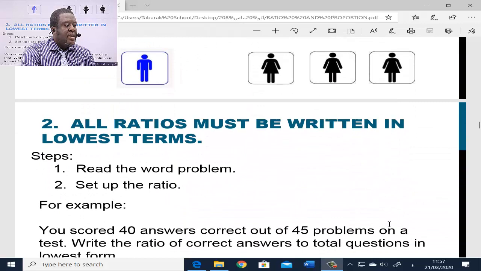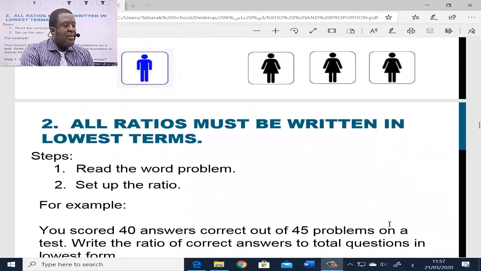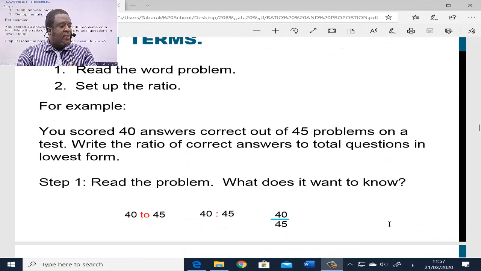All ratios must be written in lowest terms. We have some steps here to show you how to reduce them to the lowest terms. Step 1 is to read the word problem, and step 2 is to set up the ratio. For example, you score 40 answers correct out of 45 problems on a test. Write a ratio of correct answers to total questions in lowest form. Step 1 is to read the problem. What does it want to know?